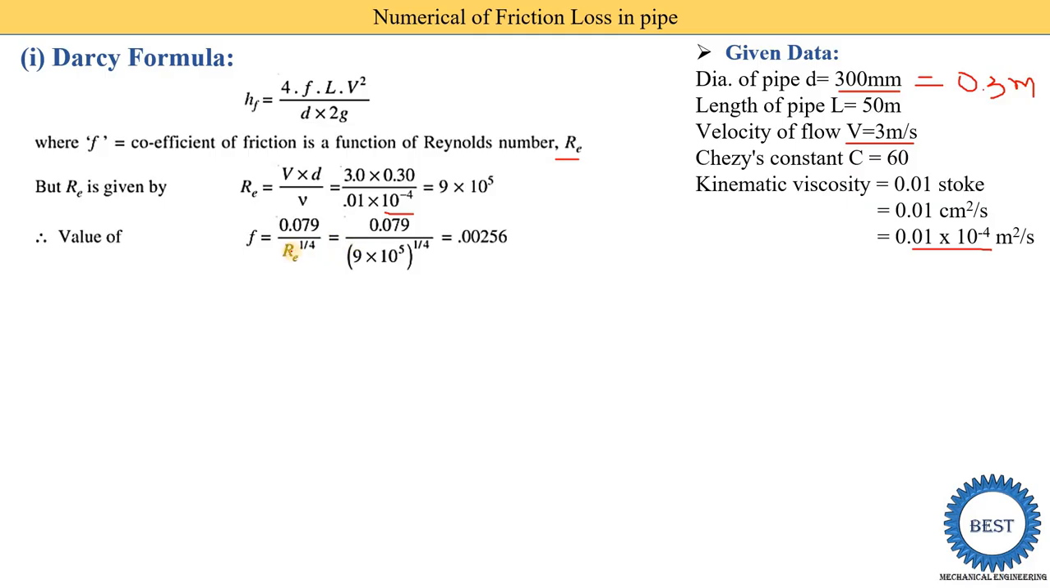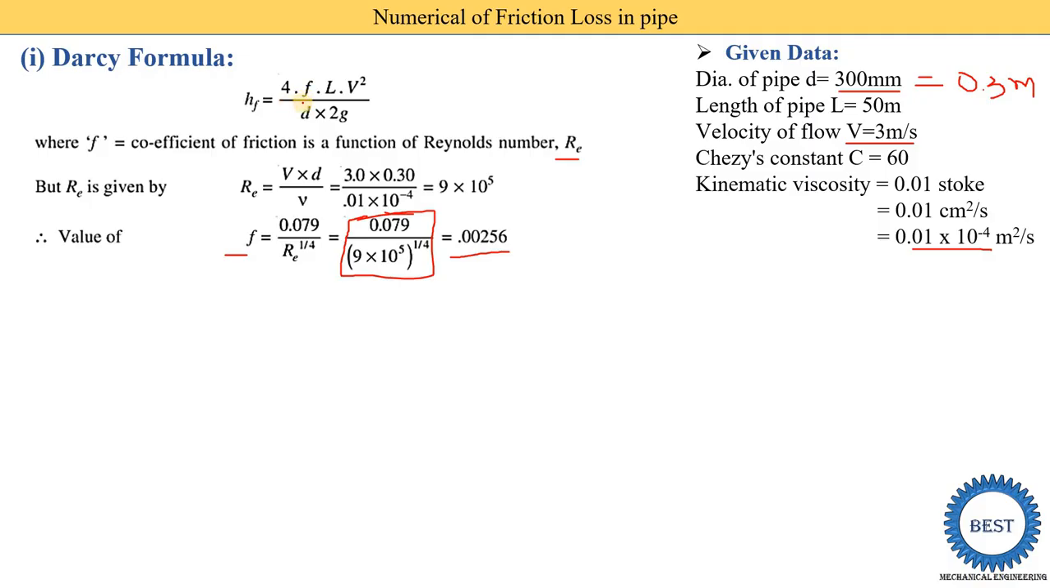Okay, so here we put this value of Reynolds number. The Reynolds number is 9 × 10^5. Okay, and we solve these parameters in a calculator. Then we get the answer for the friction coefficient, f, which is equal to 0.00256. Now we have all these parameters.